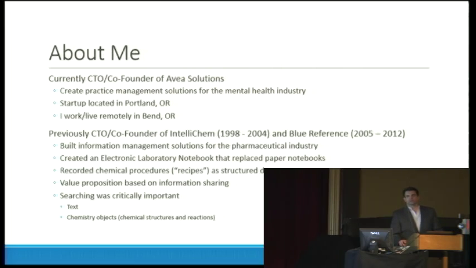But once you have that data electronically, then you can use those as starting points. You can collaborate. You don't have to reinvent the wheel. But the key for that is to be able to search. And it's not just text that you need to be able to search. It's also science objects. These are things like chemical structures, chemical reactions, etc.